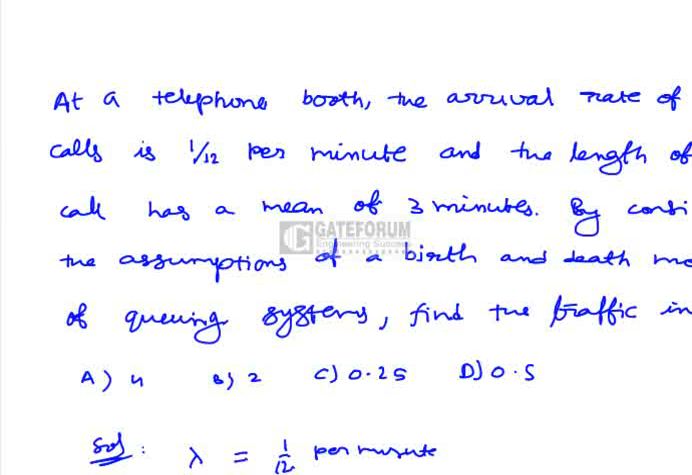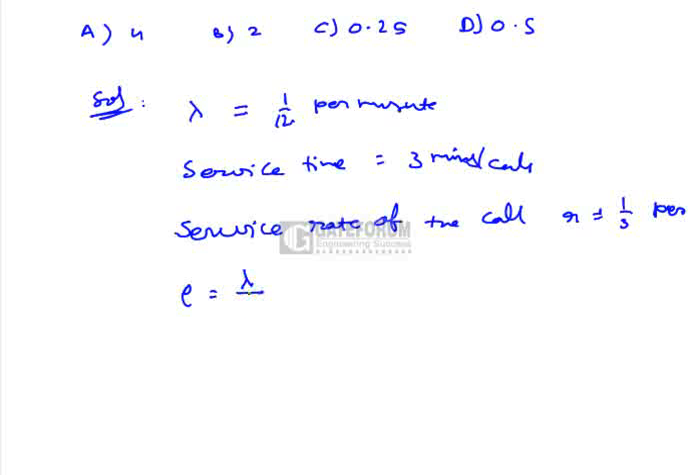So according to the birth and death model of queuing system, the traffic intensity is given by the ratio of arrival rate to the service rate, which is equal to 1 by 12 over 1 by 3 and is equal to 1 by 4. So here the traffic intensity is 0.25, and in the options the correct option is C. C is the right answer.